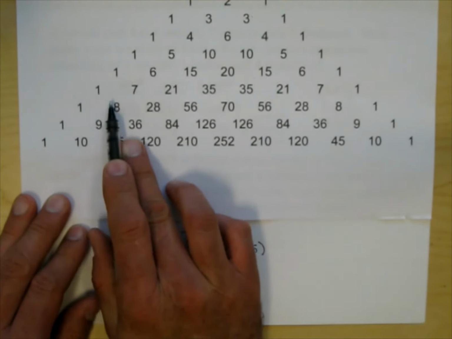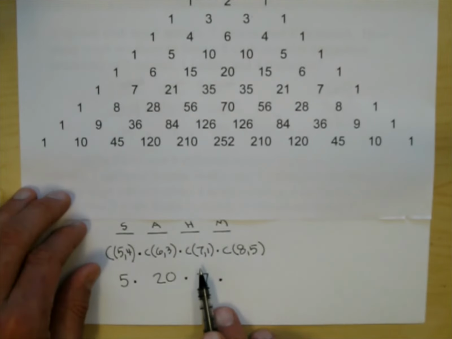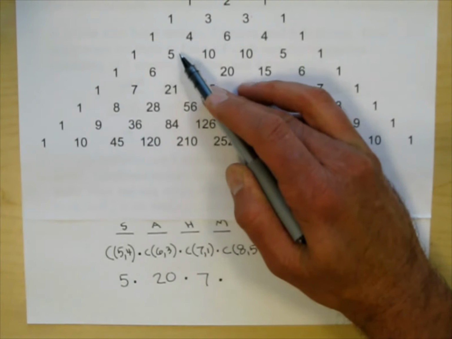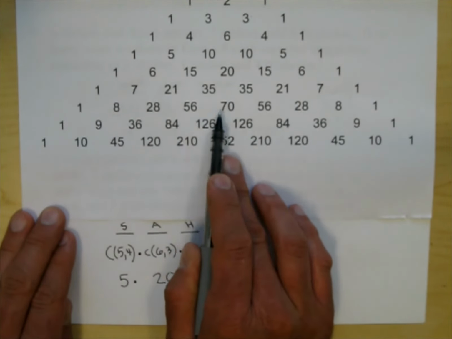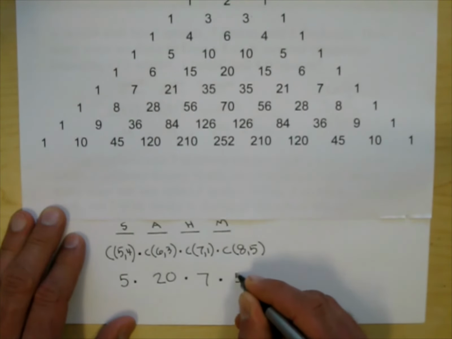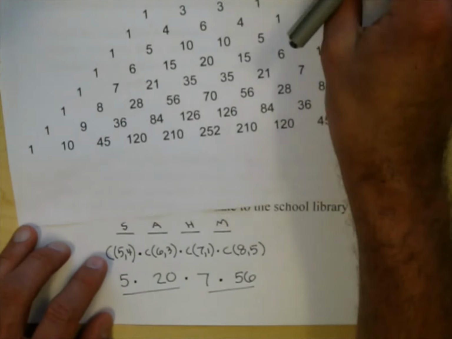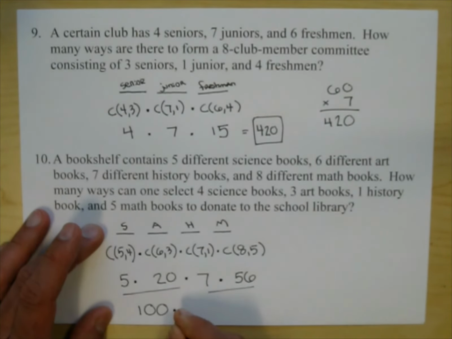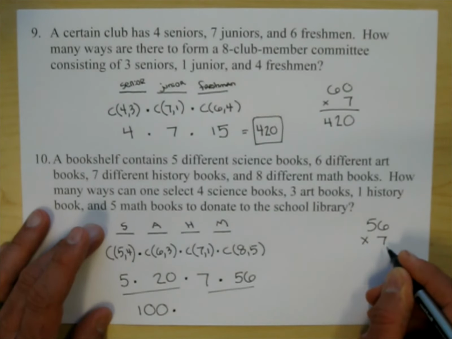7 choose 1. In fact, you might be getting used to anytime you have a number choose 1, it's going to be that number because it appears on that diagonal. And 8 choose 5 is 56. So I'll multiply it like that. 5 times 20 is 100. That's going to be pretty simple to do. And then 56 times 7.